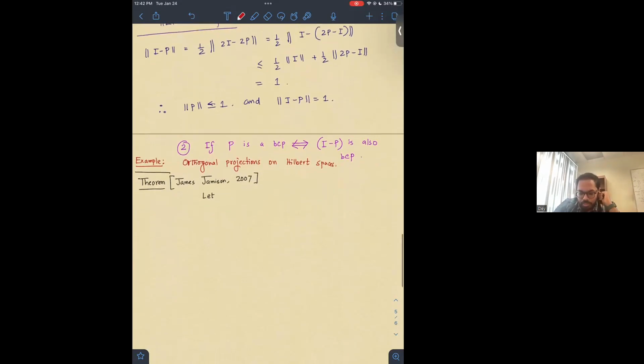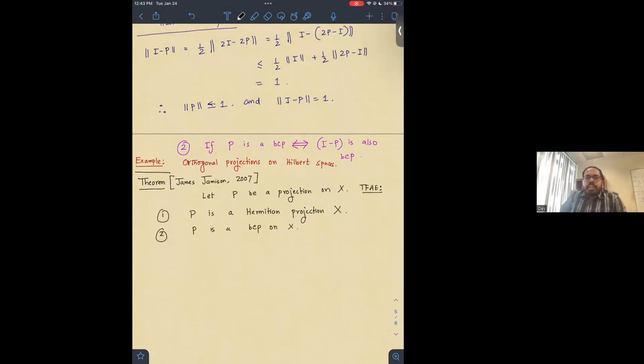All right, so let's get back to this thing. Let P be a projection on X. Then the following are equivalent. What are they? Number one, P is a Hermitian projection on X. This is the same as saying that P is a bicircular projection on X.